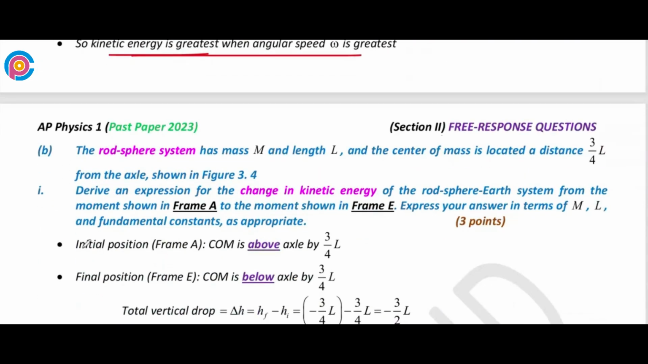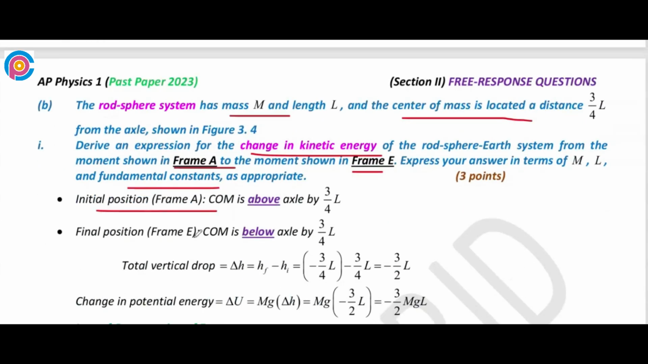The next part of the question: for a rod-sphere system of mass M and length L, the center of mass is located at a distance 3/4 L from the axis. Derive an expression for the change in kinetic energy of the rod-sphere system from the moment of frame A to frame E. Express your answer in M, L and fundamental constants as appropriate. The initial position in frame A has the center of mass above the axle at 3/4 L, and in the final position the center of mass is below the axle at 3/4 L.